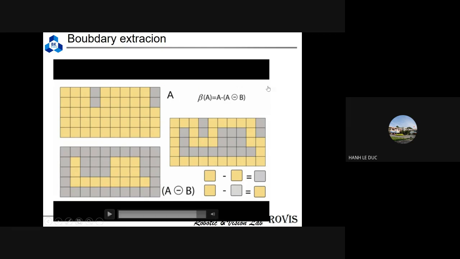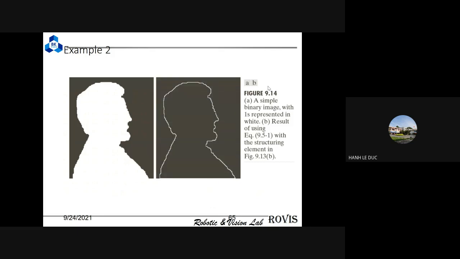Okay, so this is the method for boundary extraction. Apply the morphological image processing, right? So do you have any question on this one? No, right? Because it's very easy, right? Okay, and this is a real image. And then you can apply the algorithm, and then you have the boundary like this.